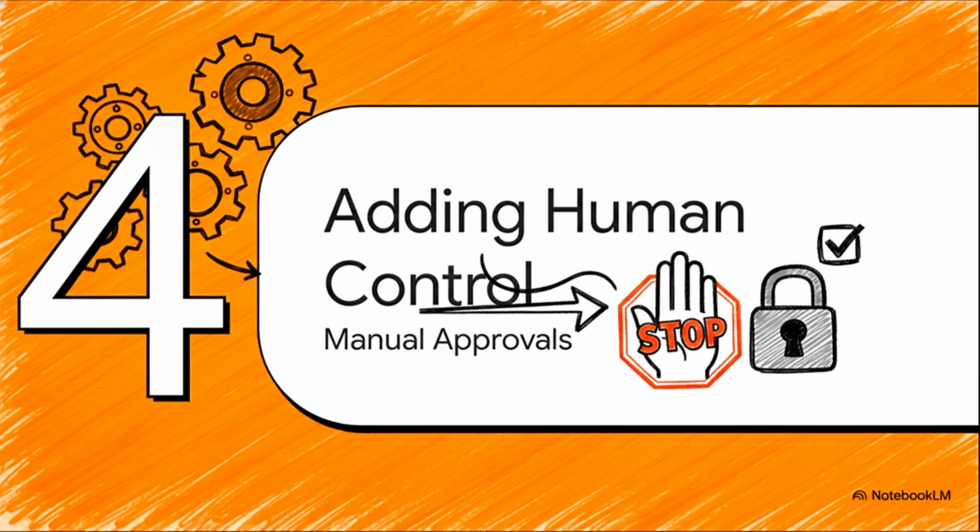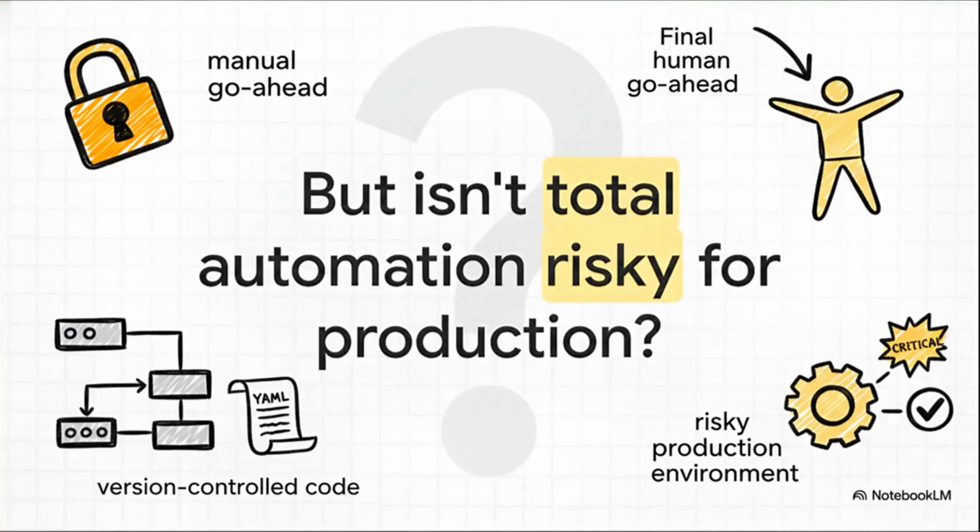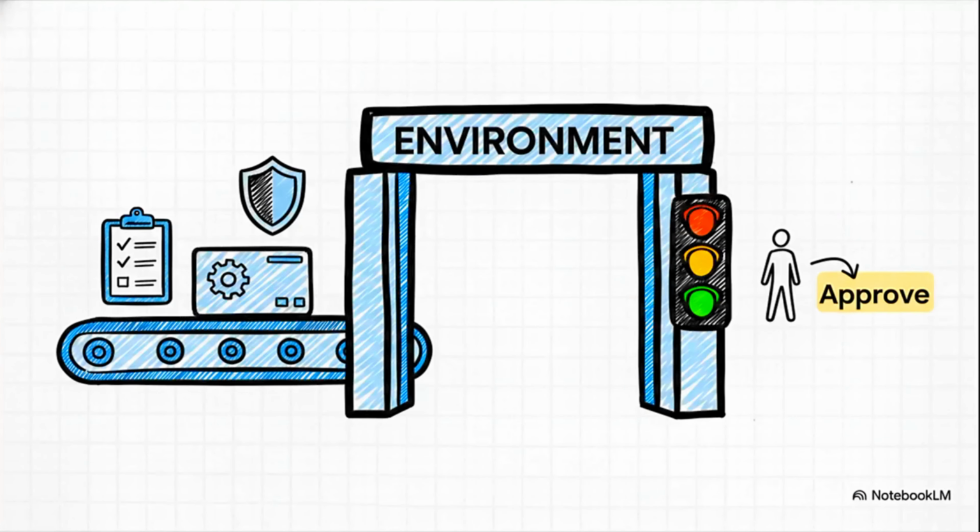Okay, this all sounds pretty amazing. A fully automated pipeline from the moment a developer commits code all the way to deployment. But this brings up a really important real-world question about control. Is that always what you want? I mean, isn't that a little risky, especially when we're talking about a critical production environment? How can we introduce a manual checkpoint, a final human go-ahead before a release happens, without having to abandon our nice YAML pipeline?